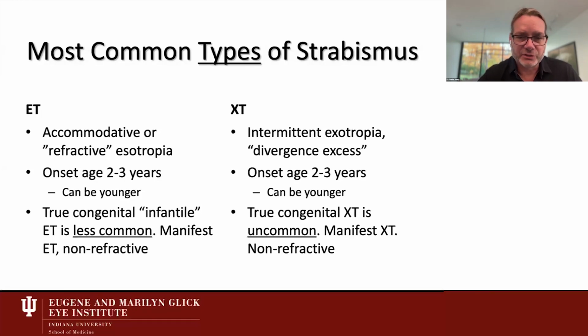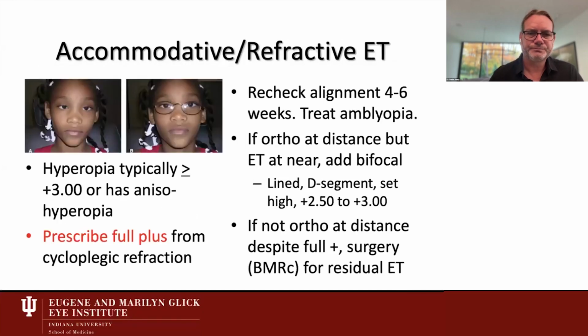And like congenital esotropia, true congenital XTs are decidedly uncommon. You see it, but it's even less common than congenital ET. And again, these kids are manifest XTs. These are not intermittent, and they are typically non-refractive. And just like congenital ET, they are typically surgical issues rather than refractive issues.